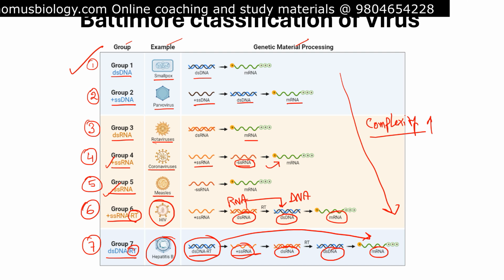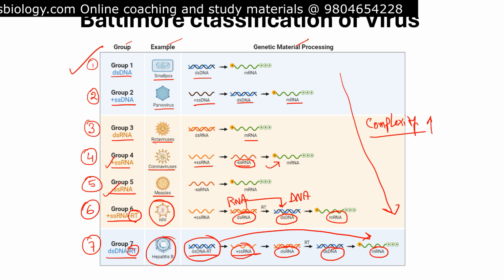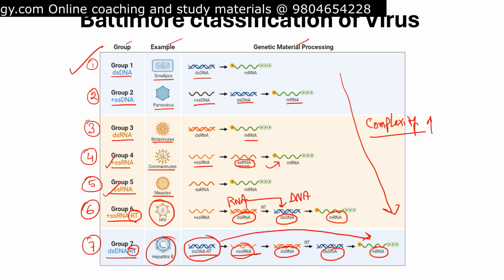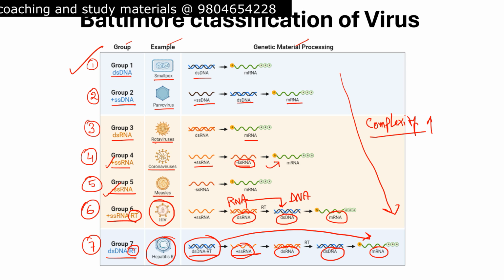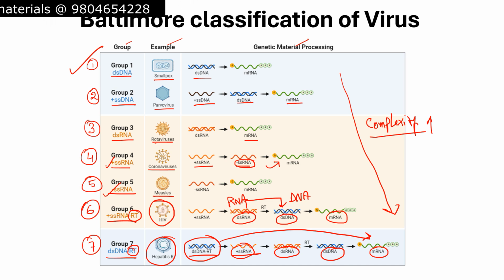and this is known as the Baltimore classification of viruses, starting with double-stranded DNA, single-stranded DNA, double-stranded RNA, single-stranded plus RNA, single-stranded minus RNA, single-stranded plus RNA with RT, and double-stranded DNA with RT. These are all the 7 groups of viruses. I believe you have a clear idea about the Baltimore classification of viruses.